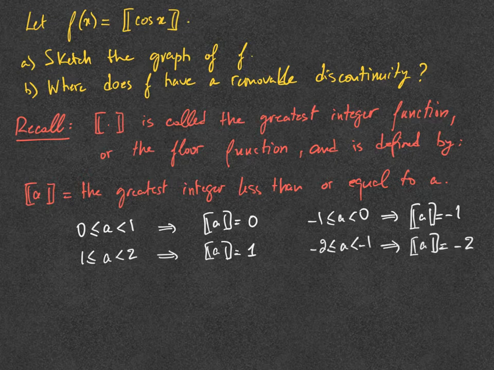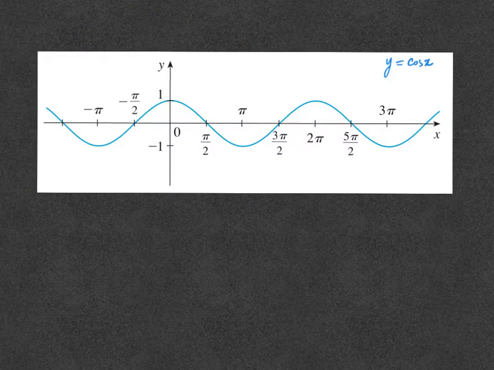What we're interested in here is the composite function f of x, which is the cosine function followed by the floor function. So this is the graph of cosine x in blue, and I'm going to sketch in red the graph of the floor function of cosine x. First, since cosine x is 2 pi periodic, the floor function of cosine x will also be 2 pi periodic. So it's enough to check what happens between 0 and 2 pi.